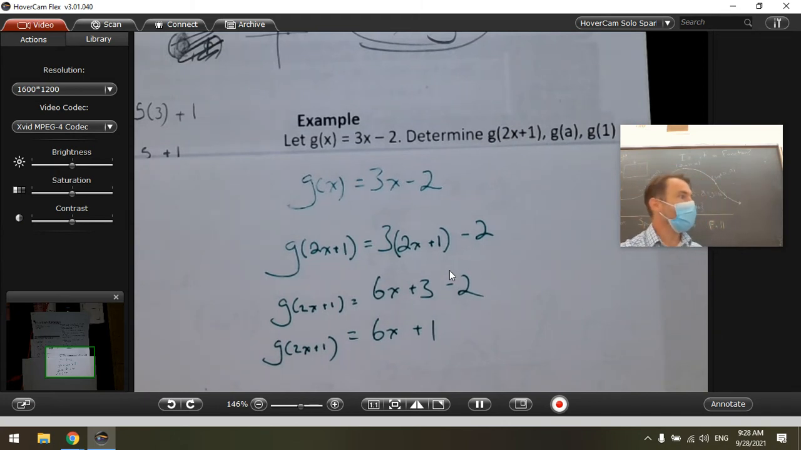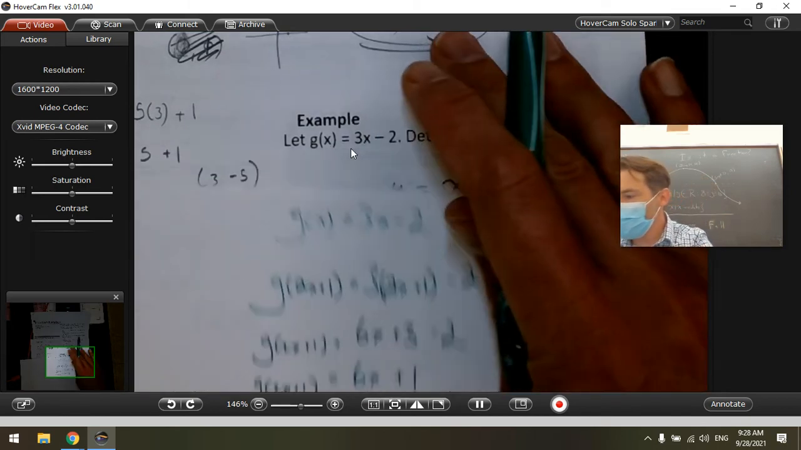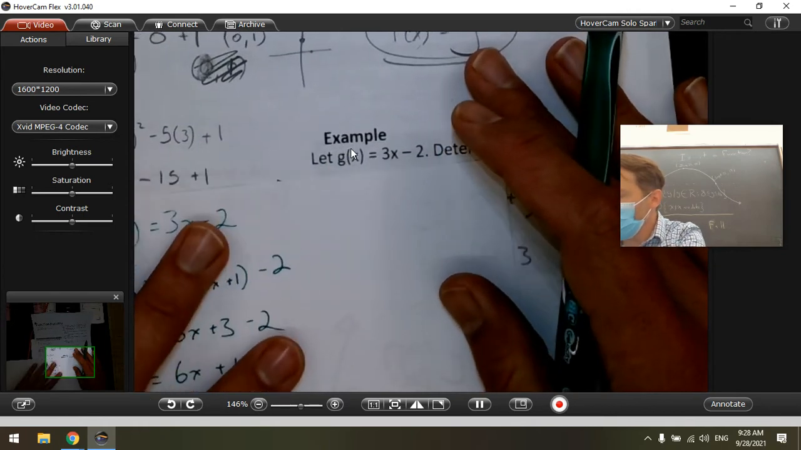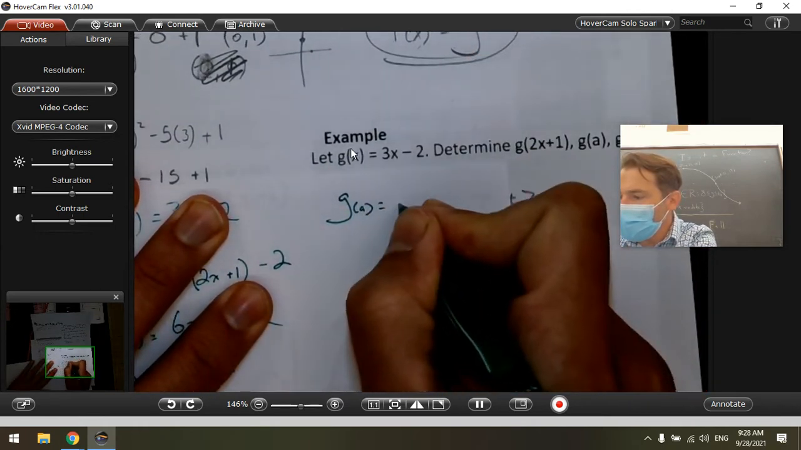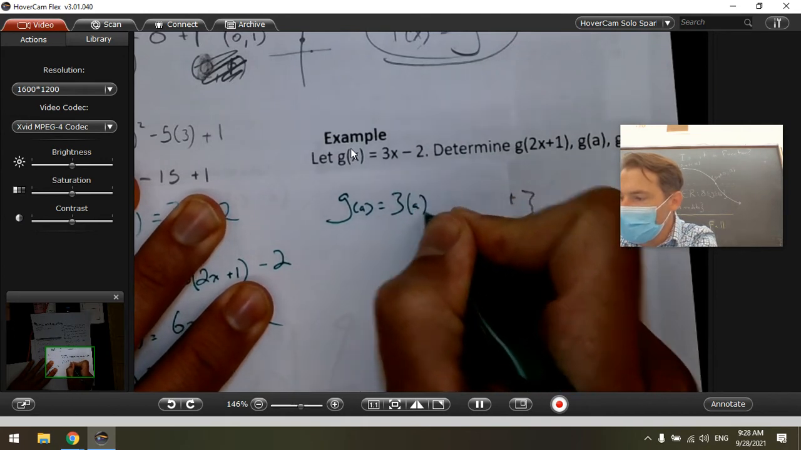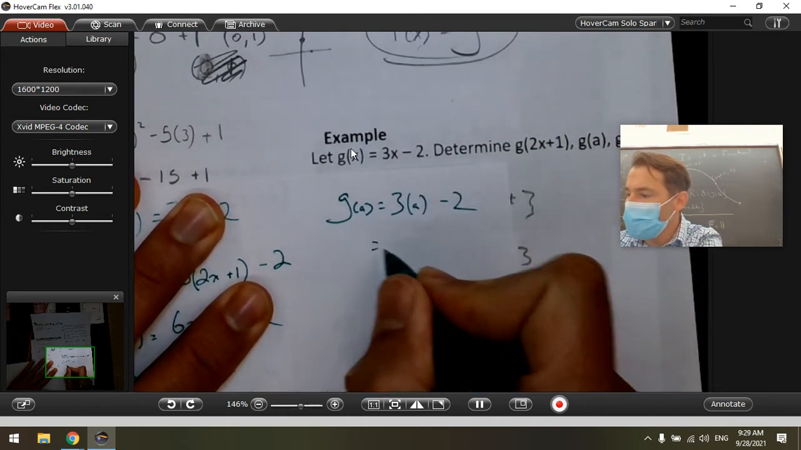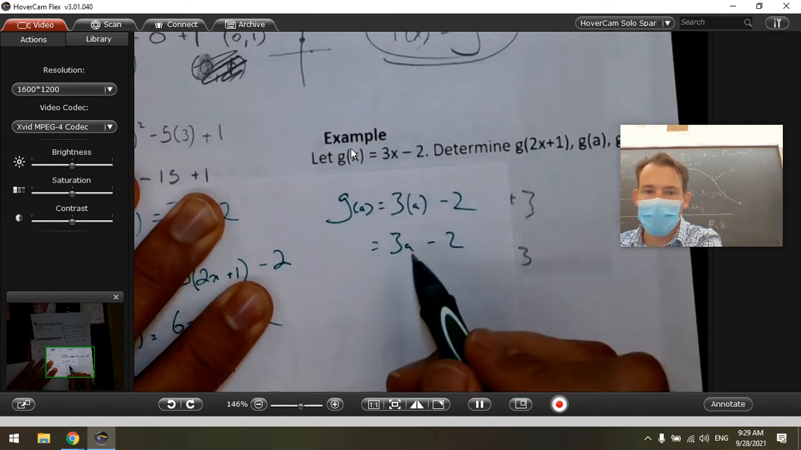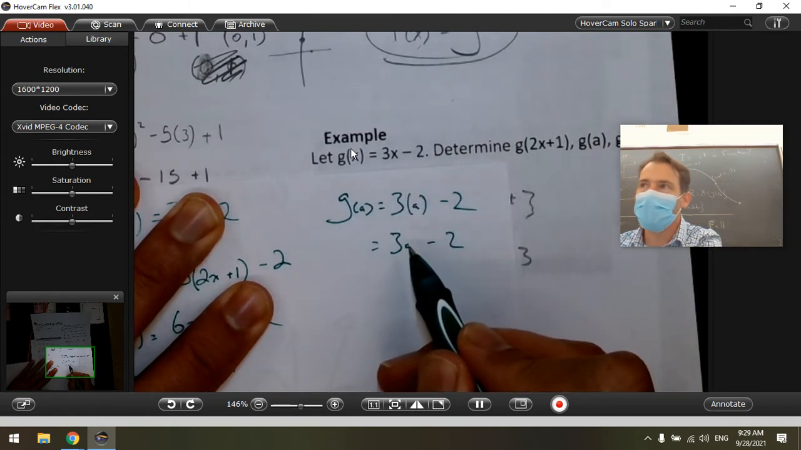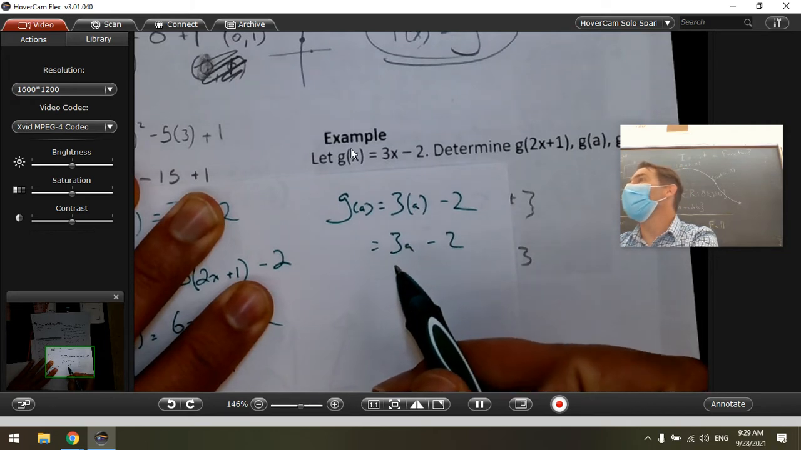Oh, we just substitute a in for x. So if I'm substituting a, this a here, in for this x over here, g at a is equal to 3, substitute into brackets a, minus 2. Or I could just write that as 3a minus 2. Notice that the x just got substituted in for an a. All right?